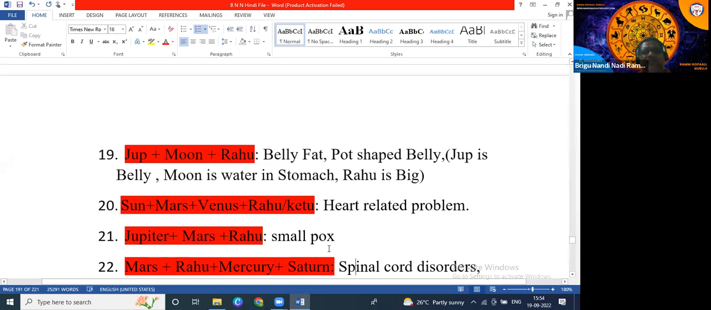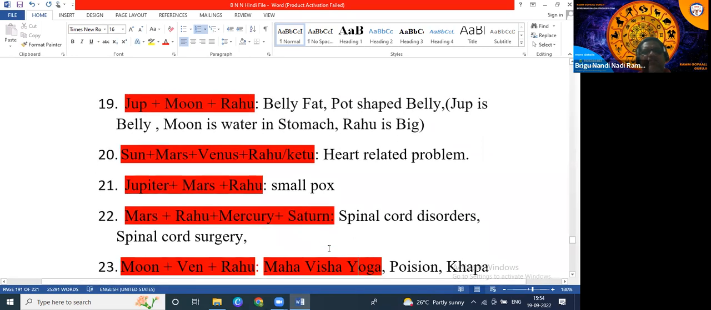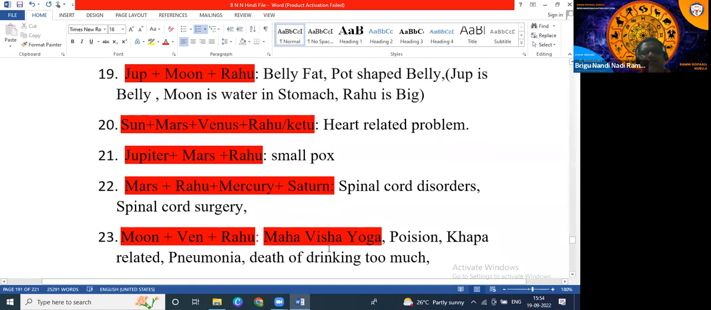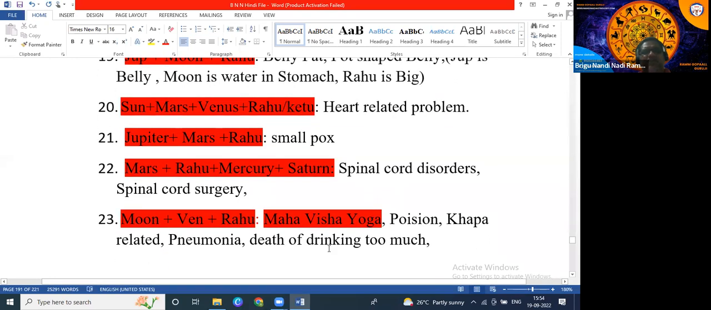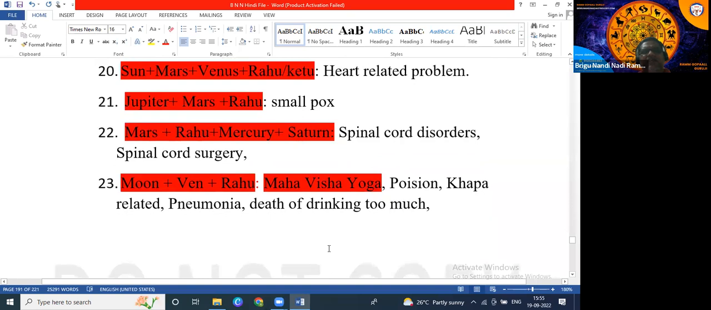And Saturn, Mars, Venus, Rahu, and Saturn, Mars, Venus, Ketu give heart-related problems, because Sun is heart and Mars is blood. Venus, Rahu, Ketu are enemies to Sun. And Jupiter, Mars, Rahu gives smallpox. Mars gives spinal cord disorders, as Mars is with enemies Rahu, Mercury, and Saturn. And Moon is kapha-related, pneumonia. So Moon with Venus, Rahu, Maha Yoga: the native may take poison if he commits suicide.